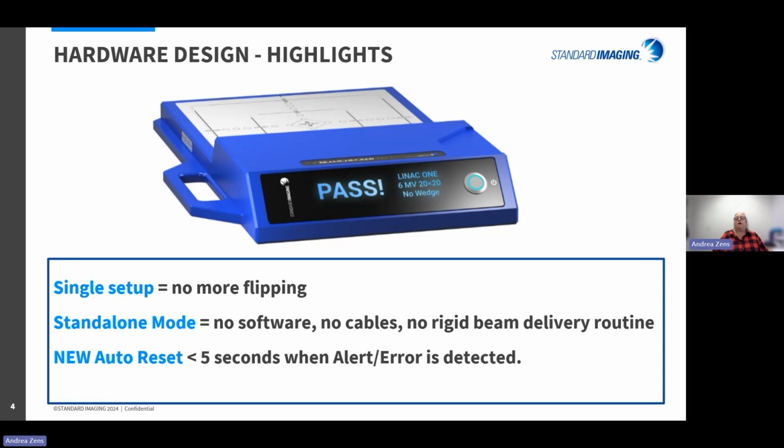So what does that mean? When you're in standalone, there is no connection to the software, no cables required, and no plug into the wall because you can use the battery power. If an out of tolerance measurement is detected, that information will flash on screen for about 5 seconds, and then the device will auto reset so you can continue taking your measurements. The BeamChecker Plus, on the other hand, requires a manual reset, which means a trip into the vault. So we are eliminating potential trips into the vault, which are always time consuming.